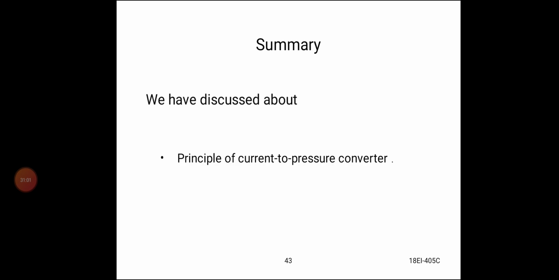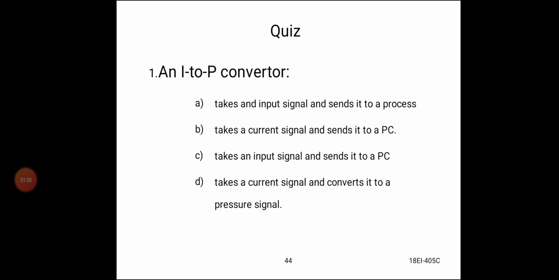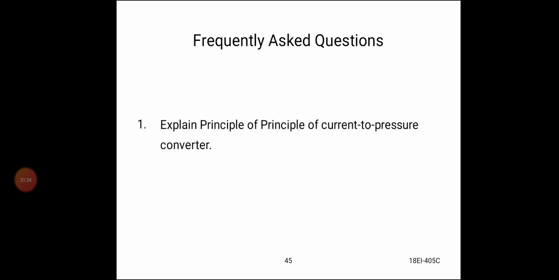Summary: we have discussed the principle of the current to pressure converter. An I2P converter takes a current signal and converts it into a pressure signal. So D is the correct answer. Frequently asked question: explain the principle of current to pressure converter.